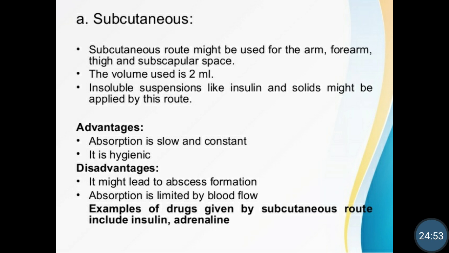So subcutaneous injections are given below the skin, in the subcutaneous tissues, either on the arm, forearm or the thigh, and generally the volume of this injection ranges from 1 ml to 2 ml. Insoluble suspensions like insulin and solids might be applied by this route. So insulin injections or some solid drugs or suspensions are injected by the subcutaneous route.